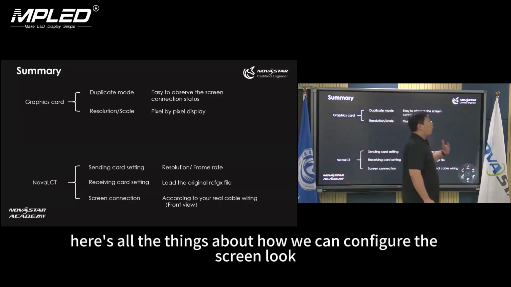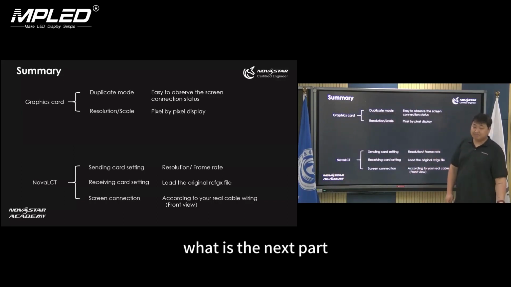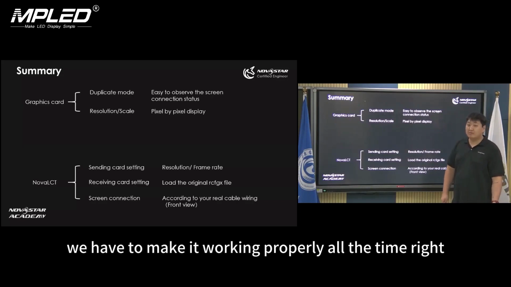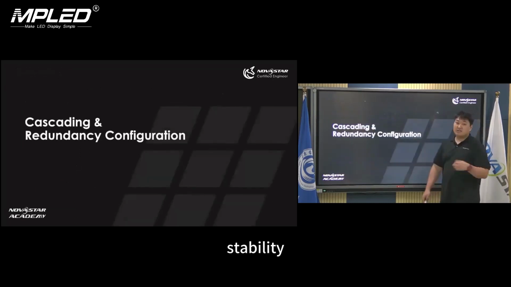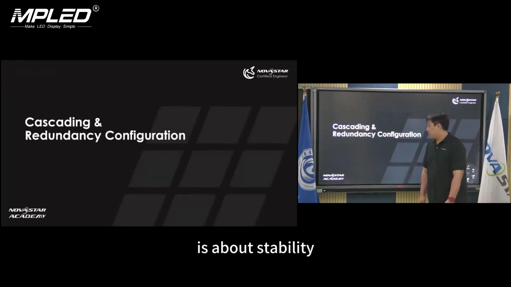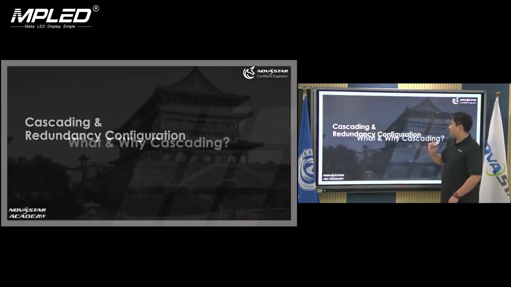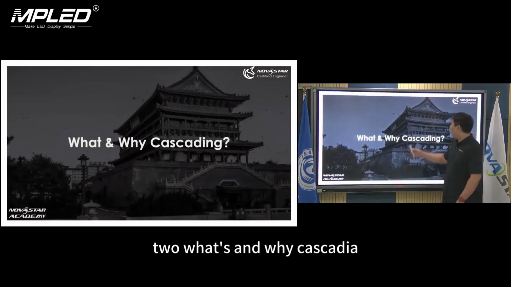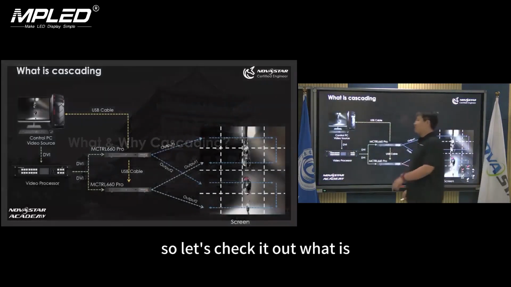All right, here's all about how we can configure the screen. But what is the next part? We have to make it work properly all the time, right? So the next thing is about stability: the cascading and redundancy configuration. So what is cascading, and why do we need it? Let's check it out.